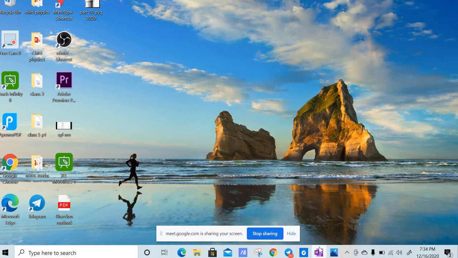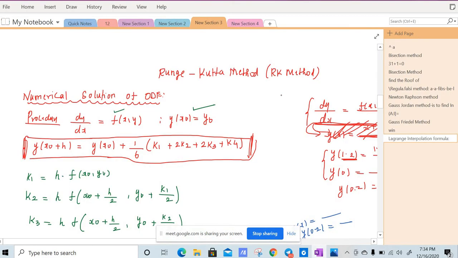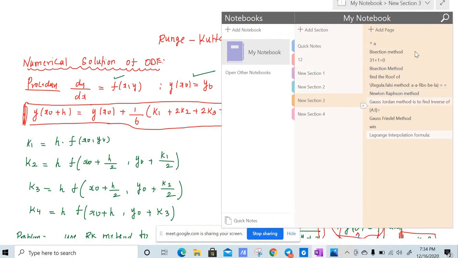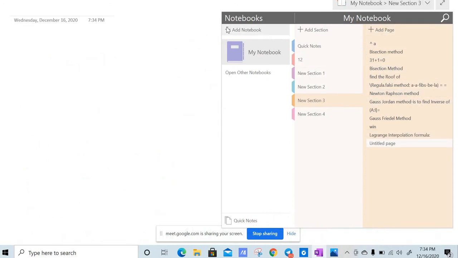So again the same introduction that I gave for the Runge-Kutta method. They will give an ODE. You need to find y of 0.1 or y of 0.2. So using Euler's method we are going to find this. Now we are going to find a numerical solution of ODE using Euler's method. So we move on to the problems. I will give the procedure. First is Euler's method.